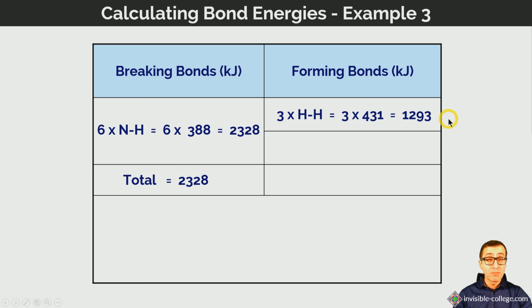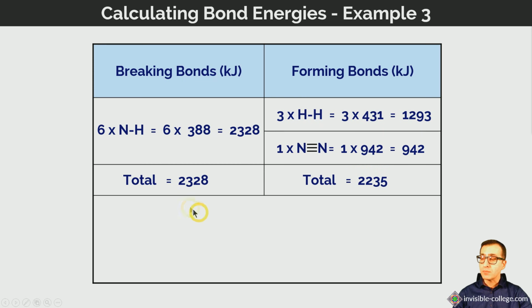We're also forming 1 mole of nitrogen gas, which will contain 1 mole of nitrogen to nitrogen triple bonds. So in doing that, we're going to release 942 kilojoules. So the total amount of energy released when we form the new bonds to make our products is going to be this value plus this value, which gives us 2,235 kilojoules.